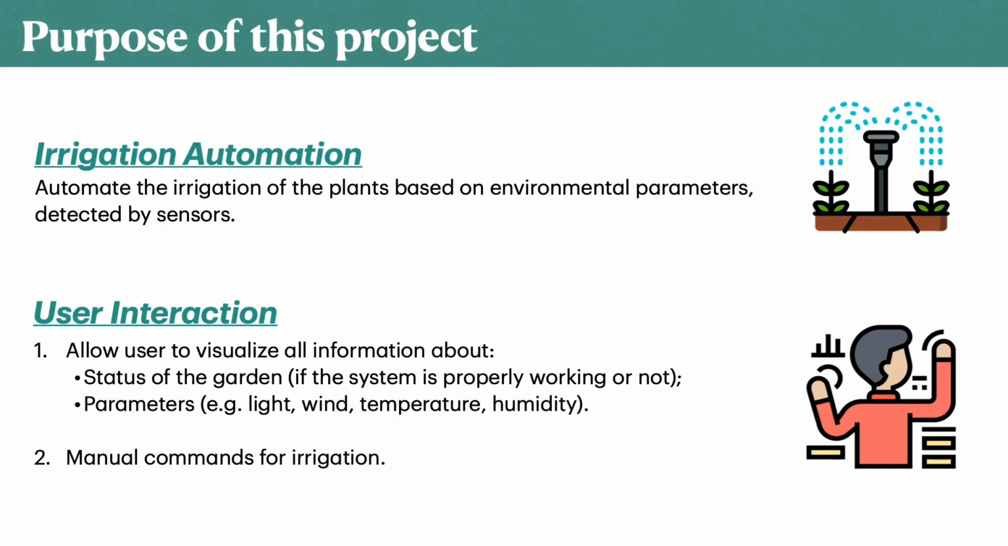The purpose of this project is to automate the irrigation in gardens according to environmental parameters. Also, it allows the user to visualize the data collected by the sensors for its plants and to control the irrigation.